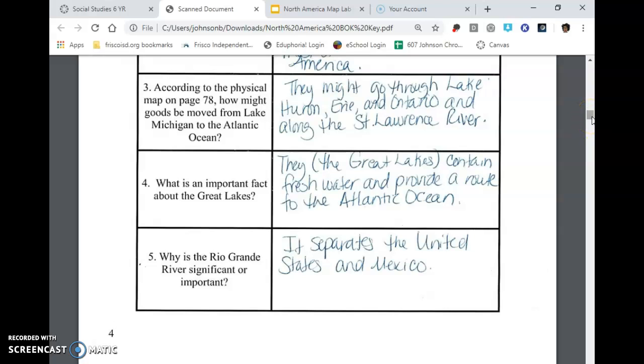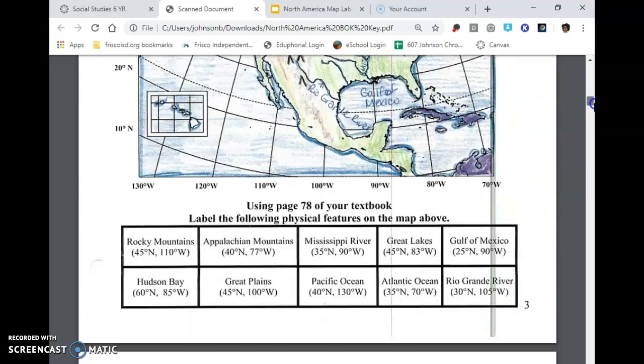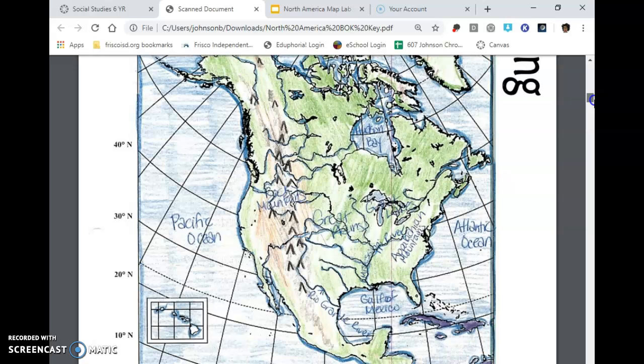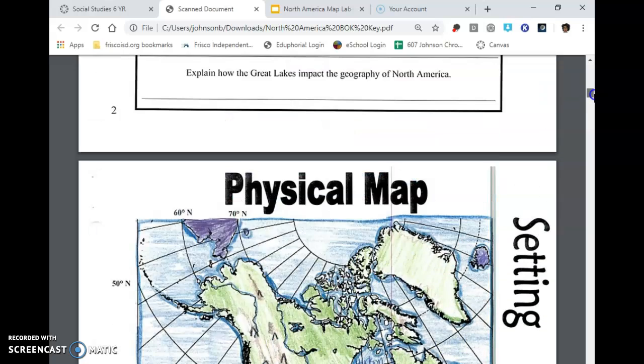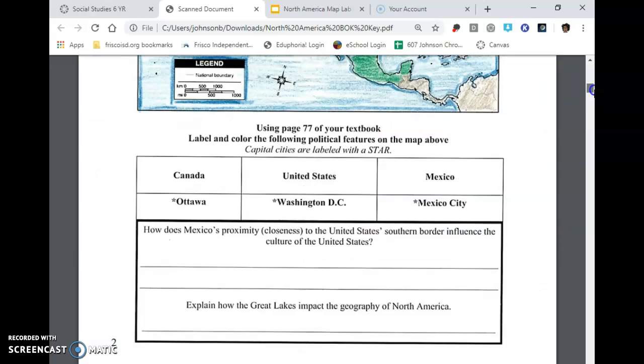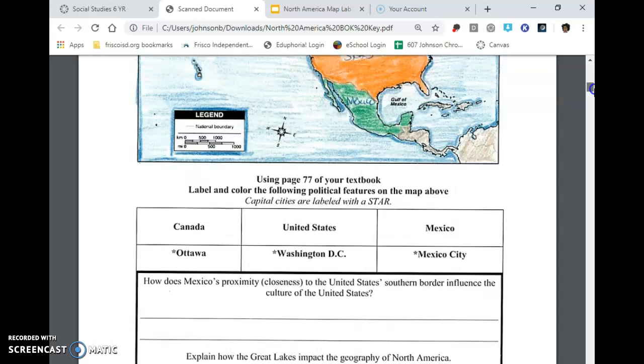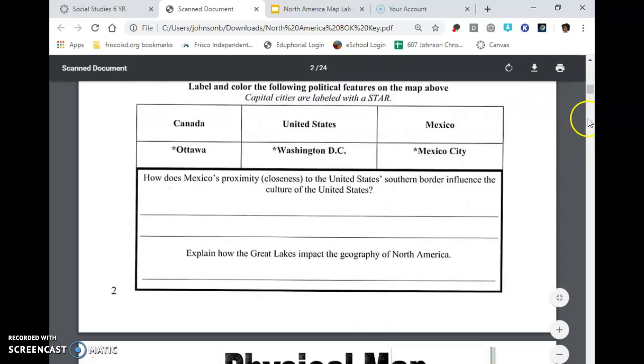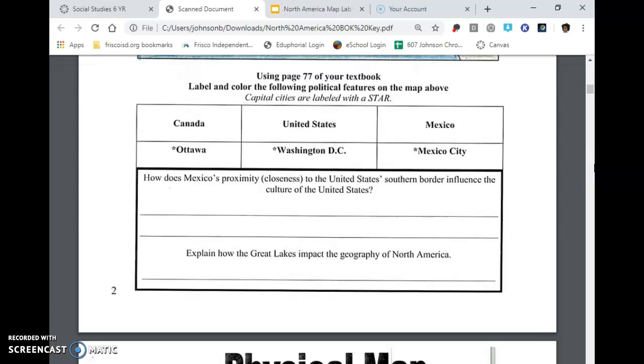Okay, so those are some things that you needed to know about in your studies. And here's my physical map. And then let's talk about these questions right here. I don't have an answer to it, but let's take a look at those. How does Mexico's proximity or closeness to the United States southern border influence the culture of the United States? I told my students to think about the elements of culture, religion, language, food, customs, and tradition. So let's think about this.